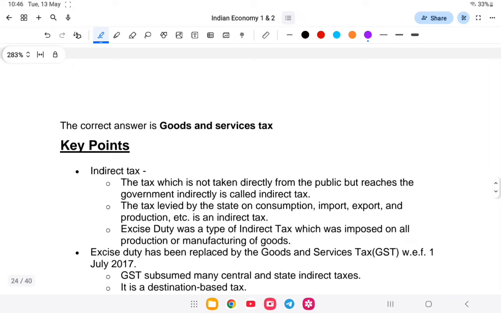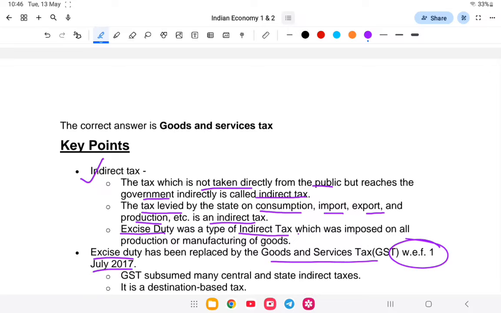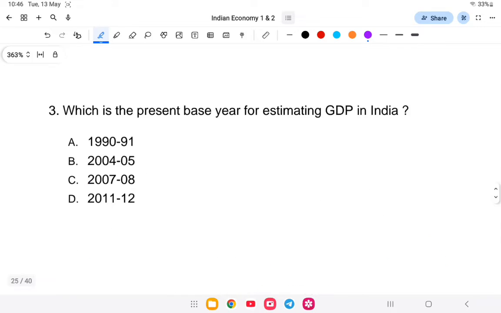Let us study. An indirect tax is one which is not taken directly from the public but reaches the government indirectly. That is, the tax levied by the state on consumption, import, export and production is an indirect tax. Excise duty is also an indirect tax. GST was effective from 1 July 2017. It is a destination based tax, and includes both central and state taxes. So this is the answer. Let us go to the next question.